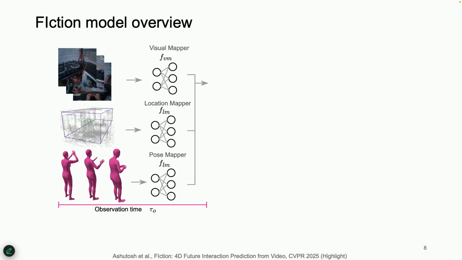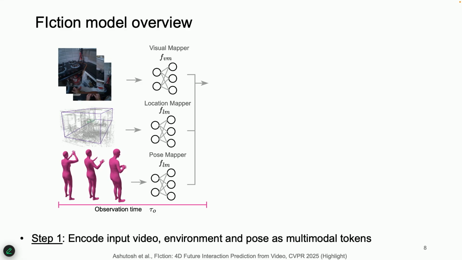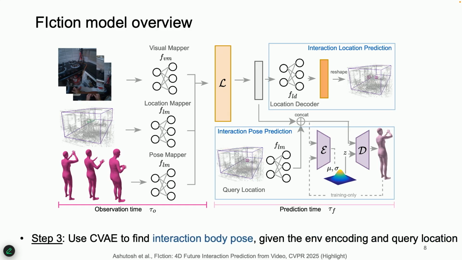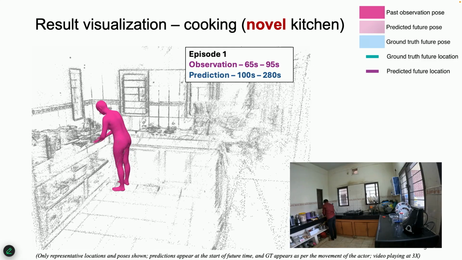I'll very briefly go over the model, and then I'll focus more on the visualization. Given the past observation, we encode all these prior observations into multimodal tokens, and then we feed these tokens into an encoder and a decoder to obtain all future interaction locations, followed by poses. For pose, we observe that a single interaction location can have multiple poses associated with it. So that's why we use a conditional variational autoencoder to learn these things.